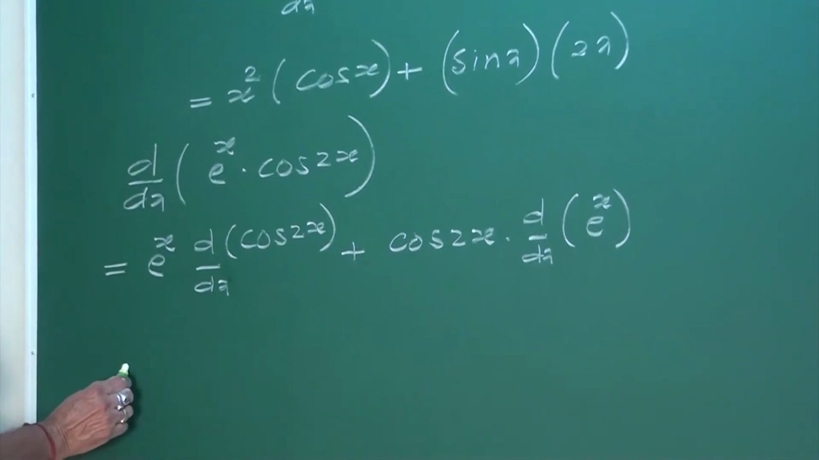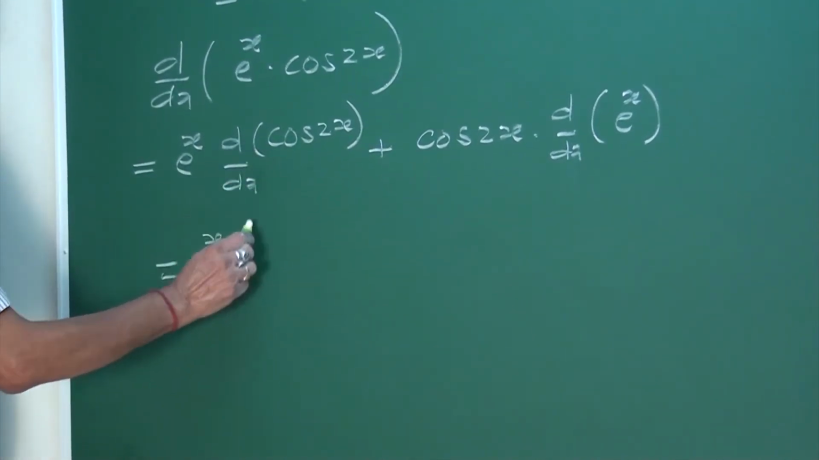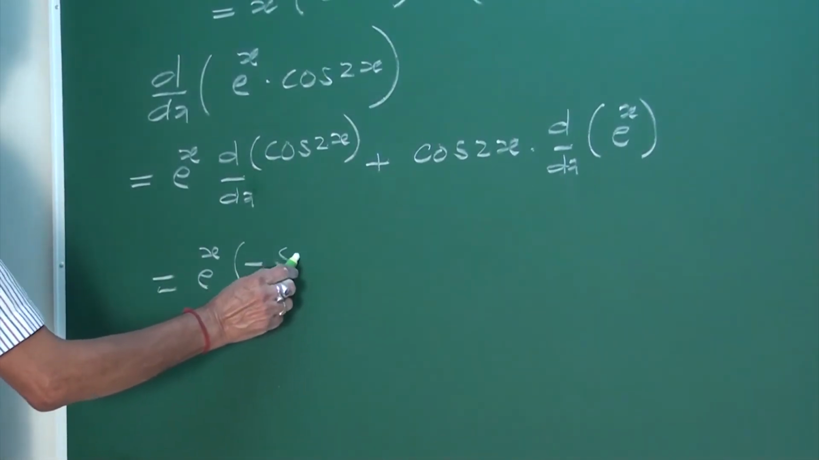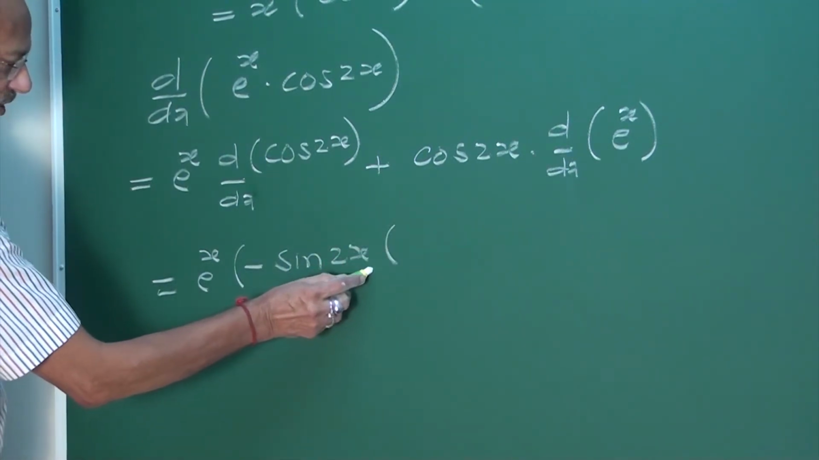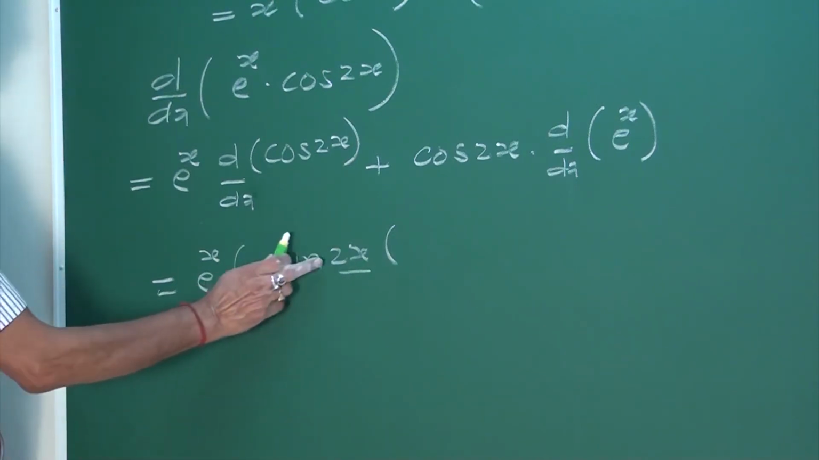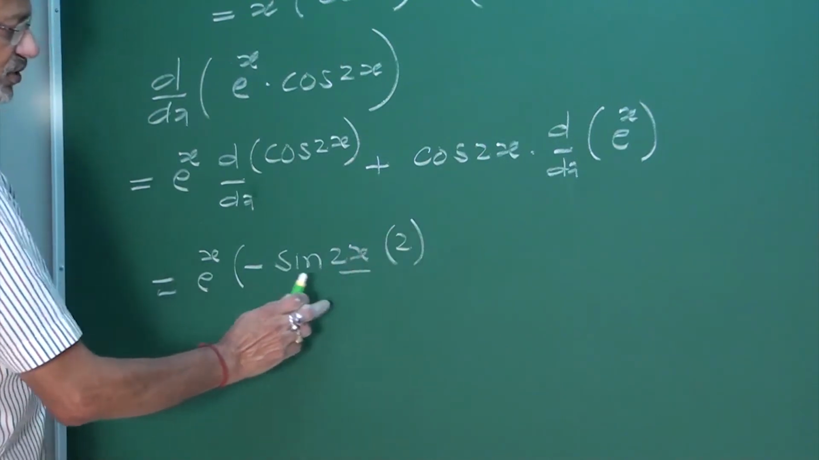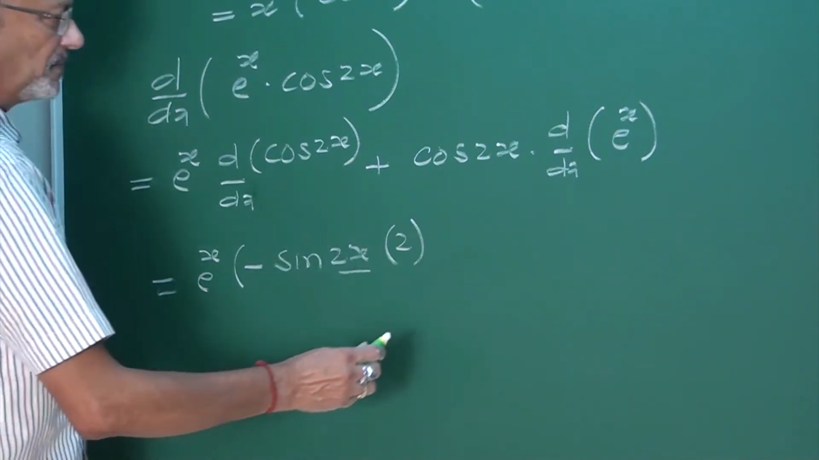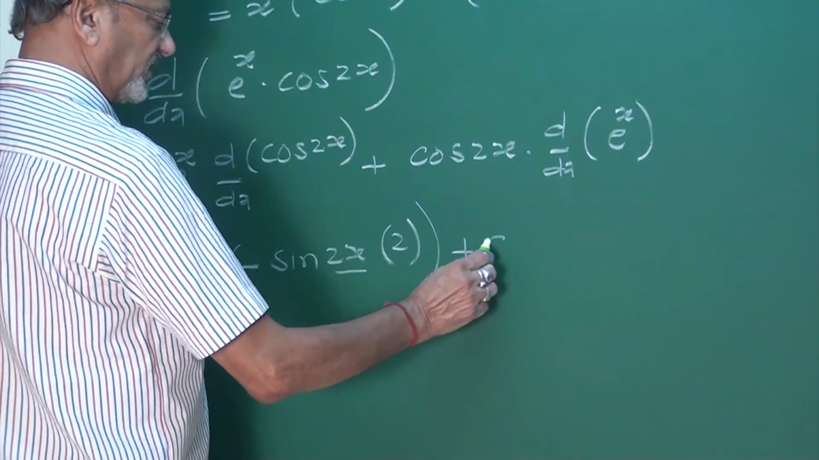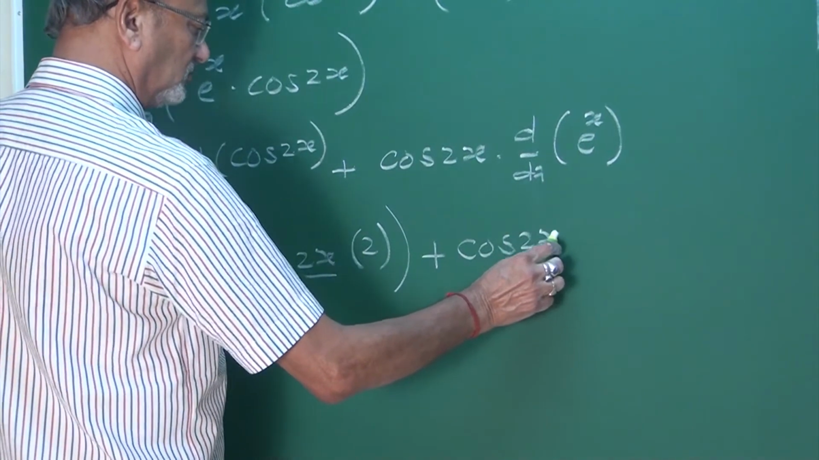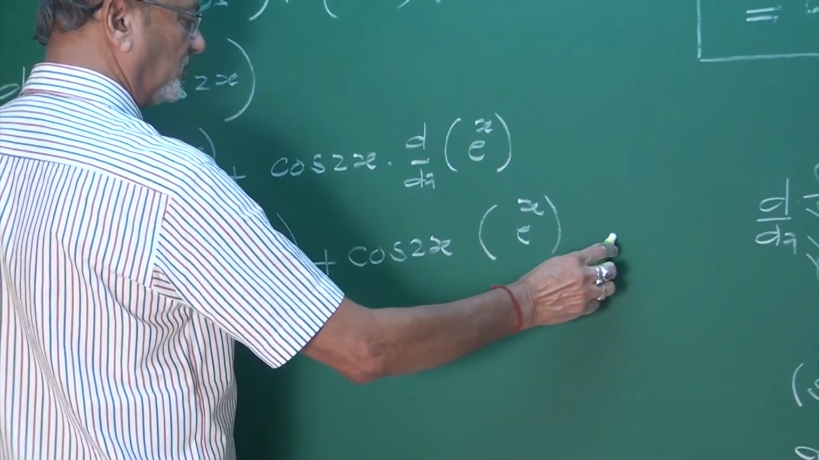This is equal to e to the power x into the derivative of cos, which is minus sin 2x. Is the angle x? No, it is other than x, so write its derivative. For kx it is k, for 2x it is 2. Otherwise you have to remember to write the coefficient. Plus, use brackets, cos 2x into the derivative of e to the power x, which is e to the power x only.